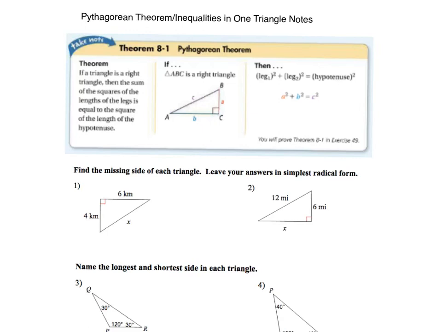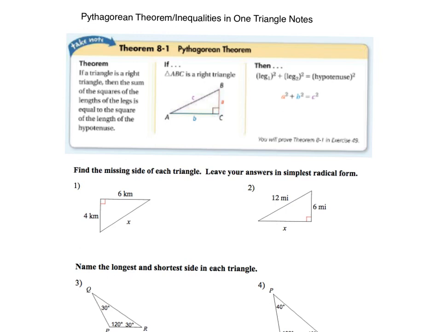Chapter 8, Lesson 1, Pythagorean Theorem. The Pythagorean theorem is a squared plus b squared equals c squared. The equation is used when given a right triangle. You must have at least two sides, and then you use those two sides to find the third side.